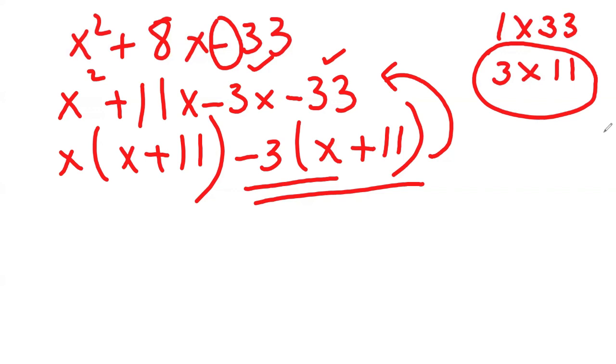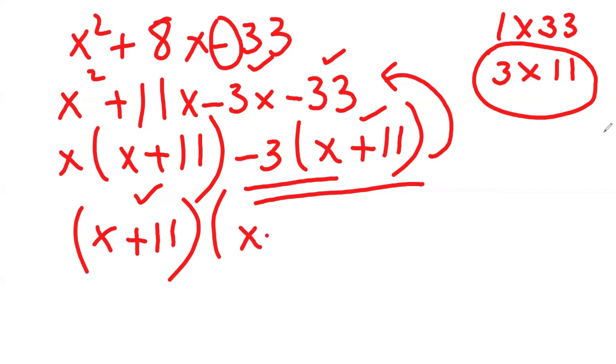So as I told you before also, the two brackets should be same. X plus 11 and x plus 11. I'm talking about these two brackets. They should be same. Yes, they are same. It means the factorization is done correctly. X plus 11 and x minus 3.